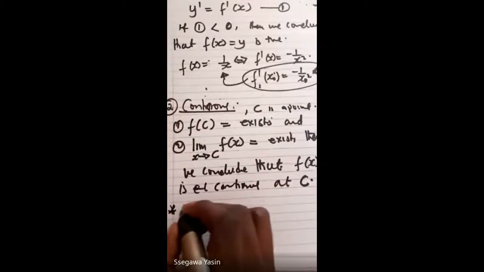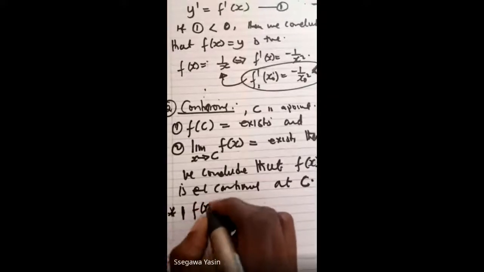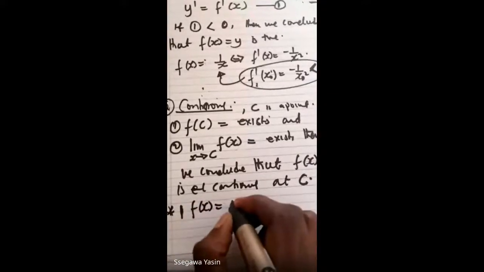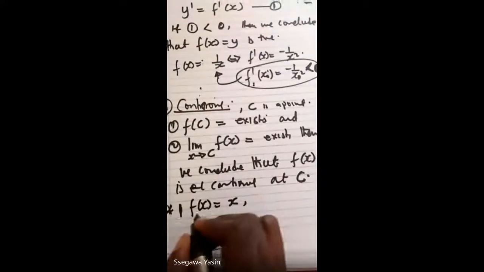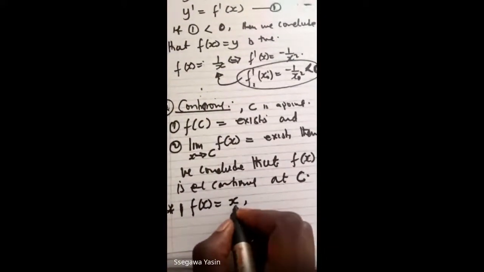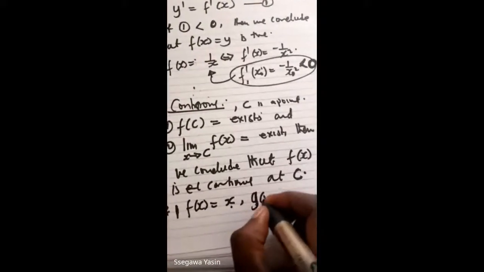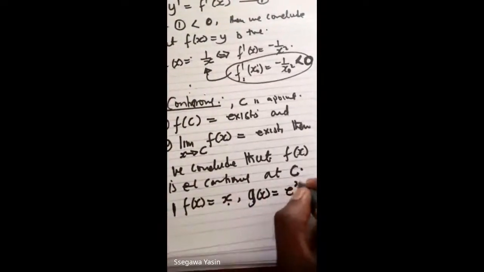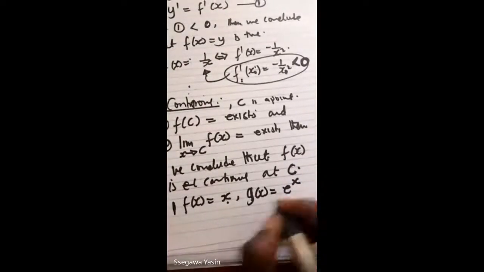Because it's going to be in most cases a product, if f of x is equal to, say, x, we know this one is continuous, because for any value of x you get an answer. And maybe you have g of x equal to exponential x. We know this one is also continuous every time. So what does it mean?